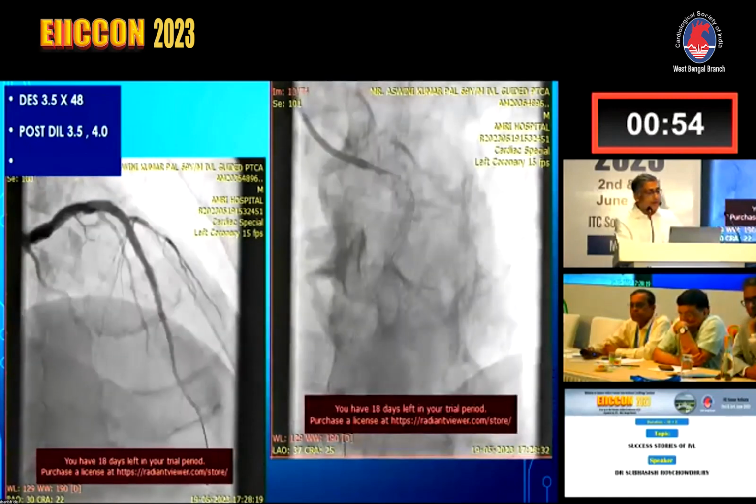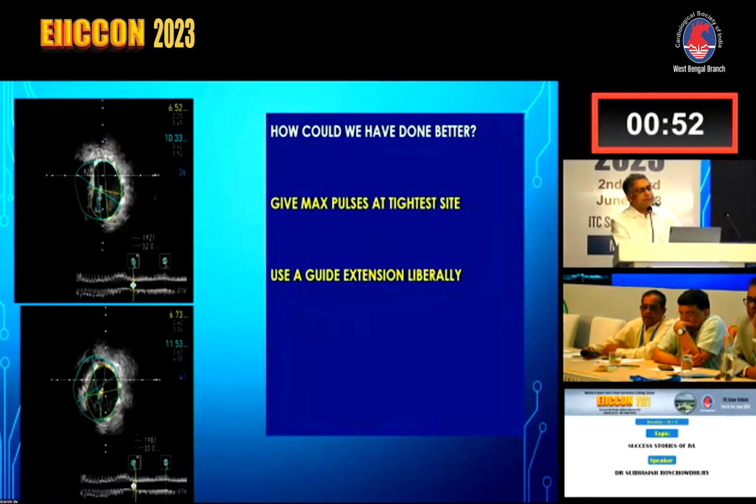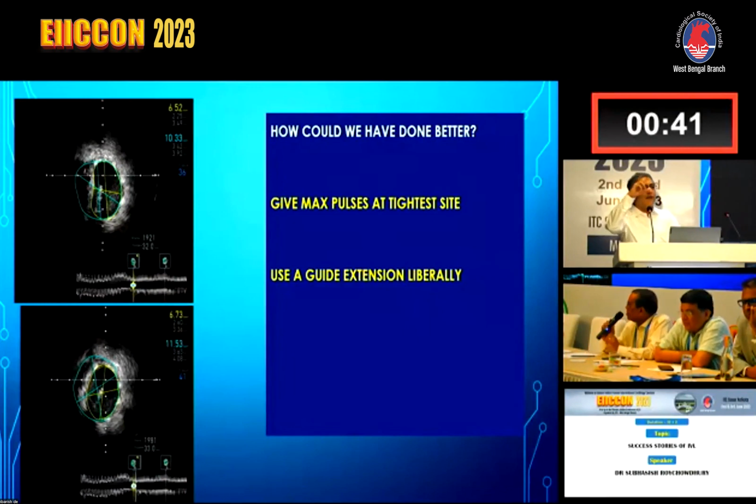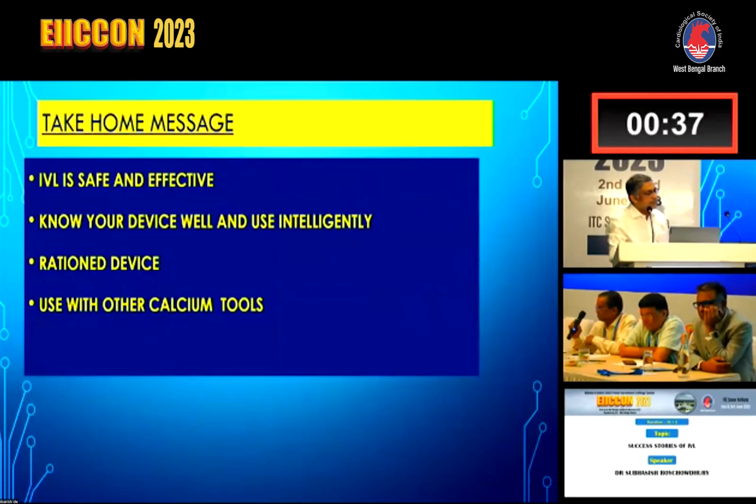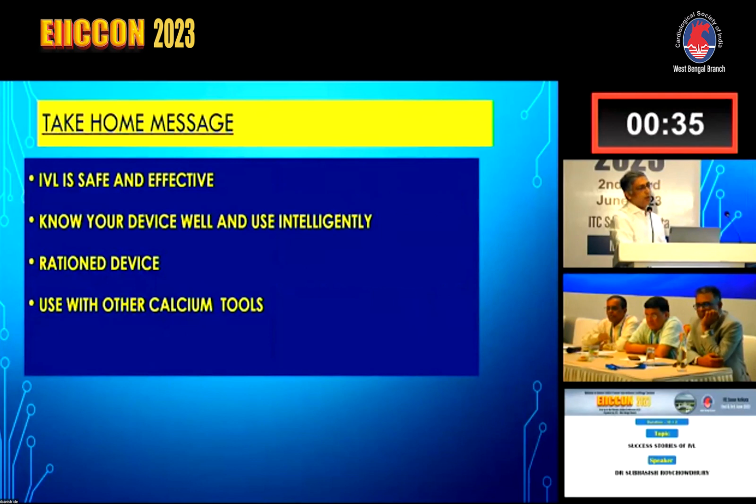What we learned on that day is that certainly we should have given the maximum pulses at the tightest site and not been confused with the 3.5 site. Number 1. Number 2, we should have used a guide extension to push that inflated balloon once again down there. So yeah, that's my take-home message: that IVL is effective. We all know, much more important, the IVL is safe.